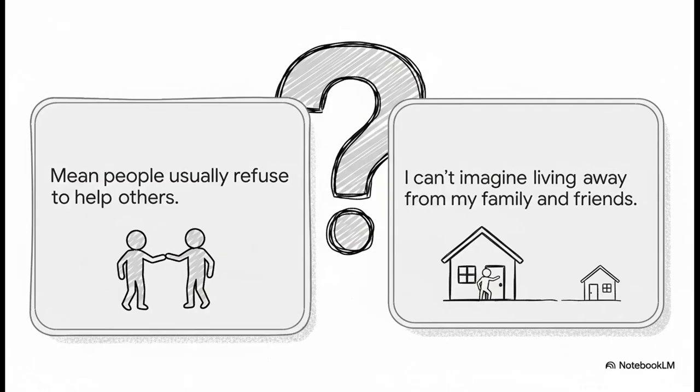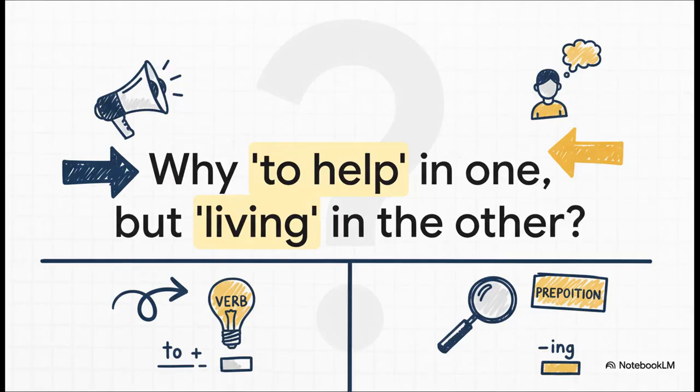Okay, take a look at these two sentences on the screen. Both of them are totally correct, but notice the difference? In the first one, we've got "to help," and in the second one, we've got "living." They're both verbs that follow another verb, so what's the deal? Why the different forms? This is the big question, right? It can feel completely random sometimes, but I promise you, there is a clear logic behind it. And by the end of this quick explainer, you're going to be able to see that logic instantly.